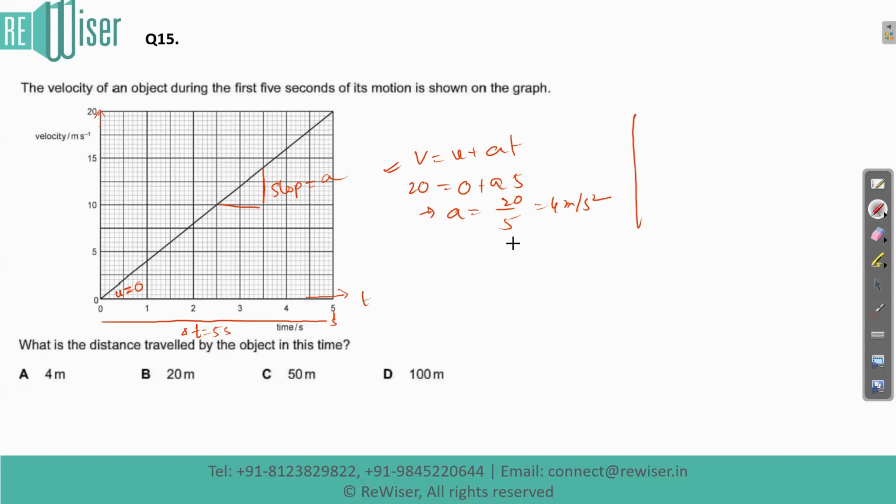Now they want us to find out the distance traveled, right? So we can use s equal to ut plus half a t square, since it is accelerating. So we are going to use this formula. Now since u is equal to 0, this term will become 0. So s is equal to half into a, which is 4, into t square, which is 5 square. So this is 2 times 25, so 50 meters. So option number C is the correct answer.